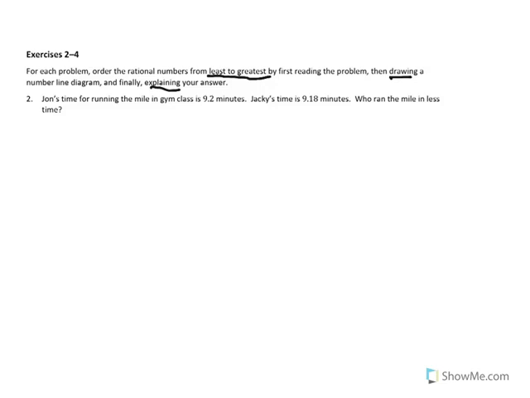John's time for running the mile in gym class is 9.2 minutes. Jackie's time is 9.18 minutes. Who ran the mile in less time? Well, let's put their times down first. John's was 9.2 minutes, and Jackie's was 9.18 minutes.